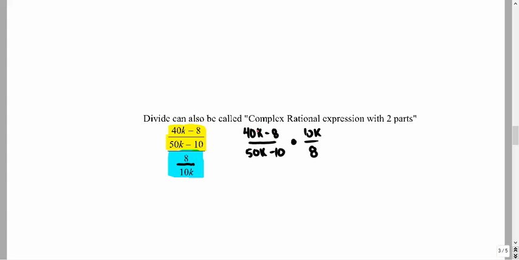So as I look at this first one, I notice that there is a GCF, and I'm going to do it a little bit differently this time because I think I give myself enough room up here. I notice there's a GCF of 8, so I'm going to write what's left over: 5k minus 1. And downstairs here, I notice that there's a GCF of 10. That leaves 5k minus 1. And over here I have a 10k and an 8.